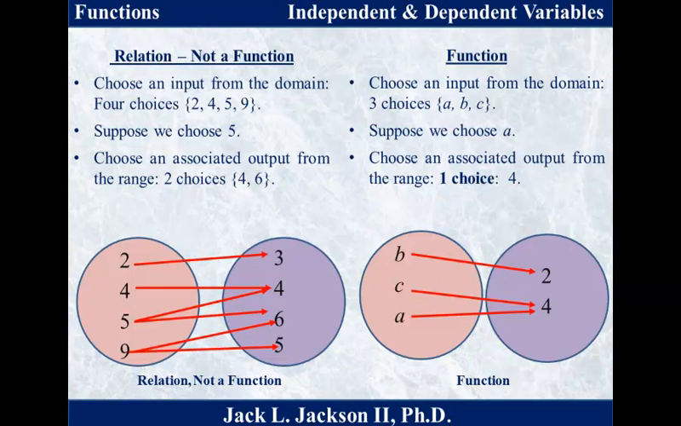Look at the one on the right. It really doesn't matter which one we pick. Now notice we still get a choice for anything we want, so we have an independent choice of what we pick for the input value, so anything from the domain, either A, B, or C. But once we pick one, we only have one choice for the output. So if we choose A, we have to go to 4. If we choose B, we have to go to 2. And if we choose C, we have to go to 4 for the second one.